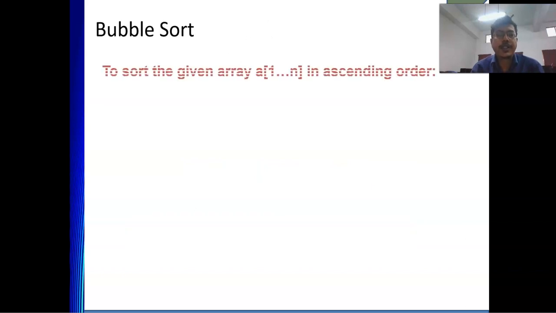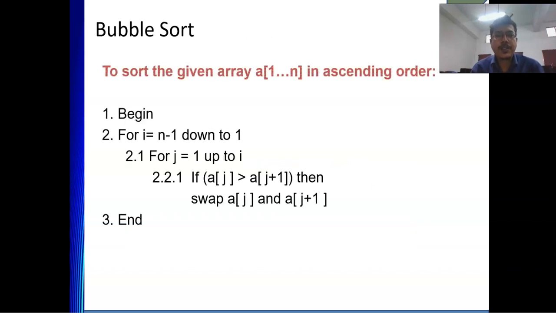Fine. Now let's look into the algorithm. If you take this as an array, I'm not talking about a linked list. Please understand, I'm implementing bubble sort in the form of an array. So I have array elements 1 to n. Typically, if you implement in C or any other programming language, it will be from 0 to n minus 1.